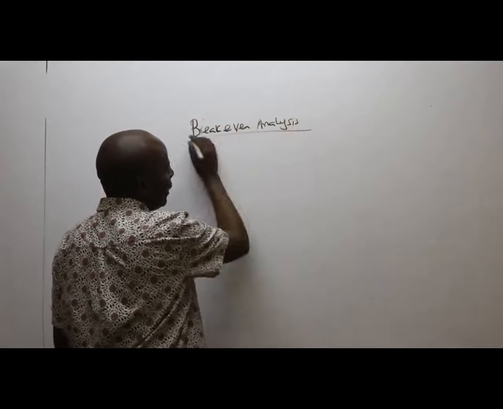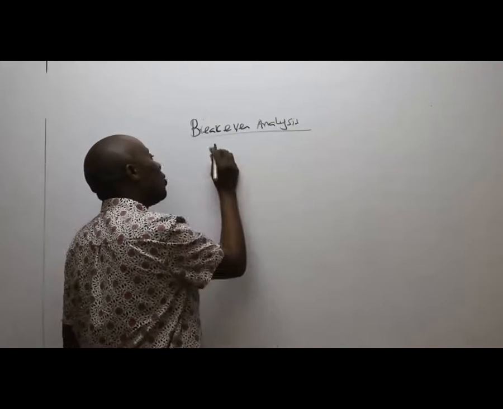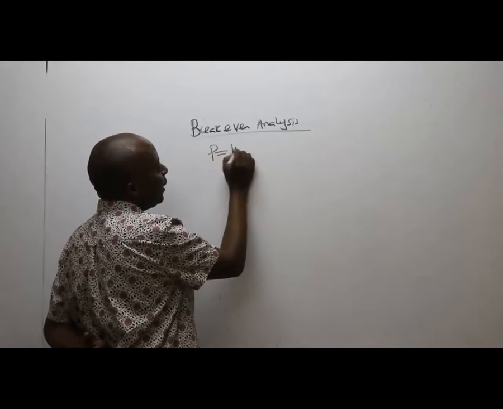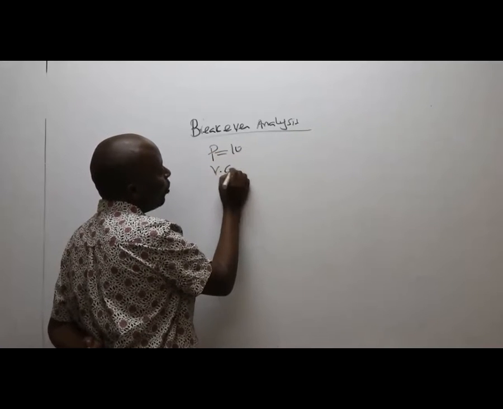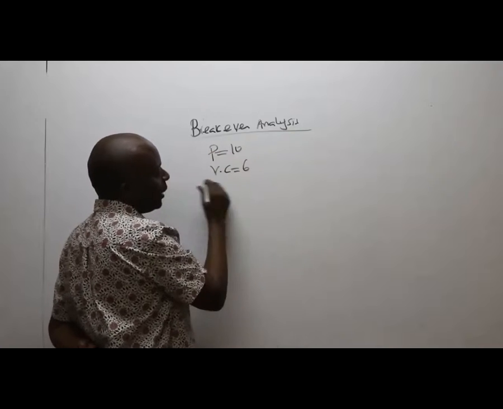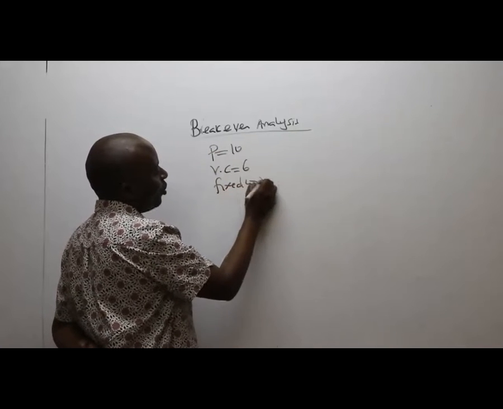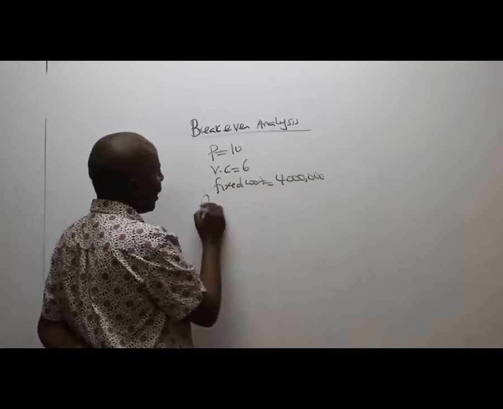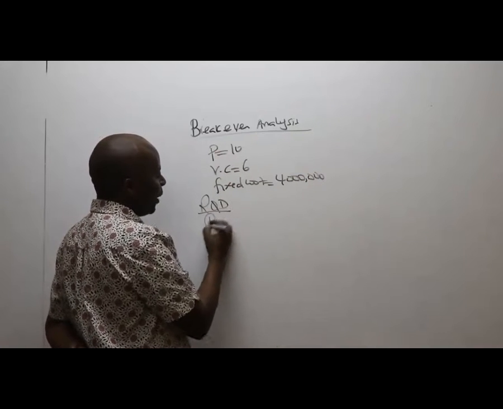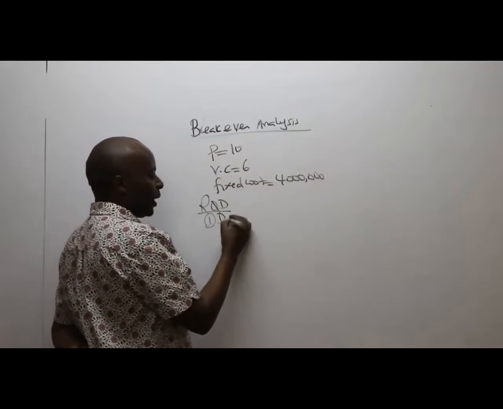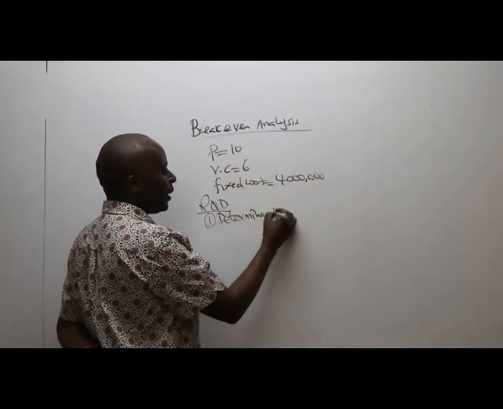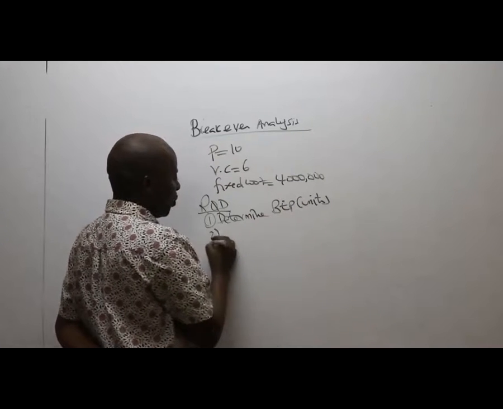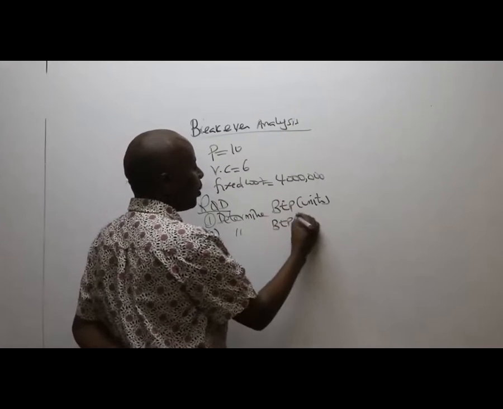Always think about this: if you go to an exam and find a question where they give you price as 10, variable cost as, for example, 6, and fixed cost of, say, 4 million, and then you are required, number 1, to determine the break-even point in units, and number 2, to determine the break-even point in shillings.